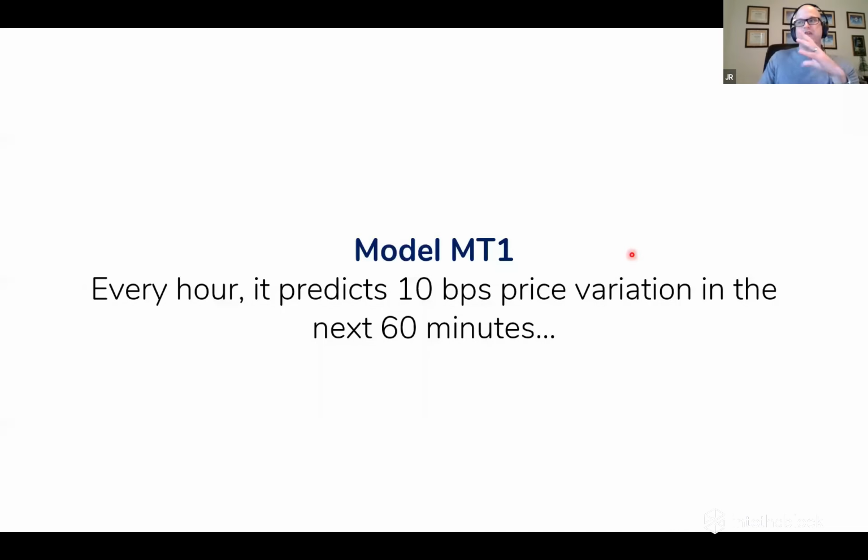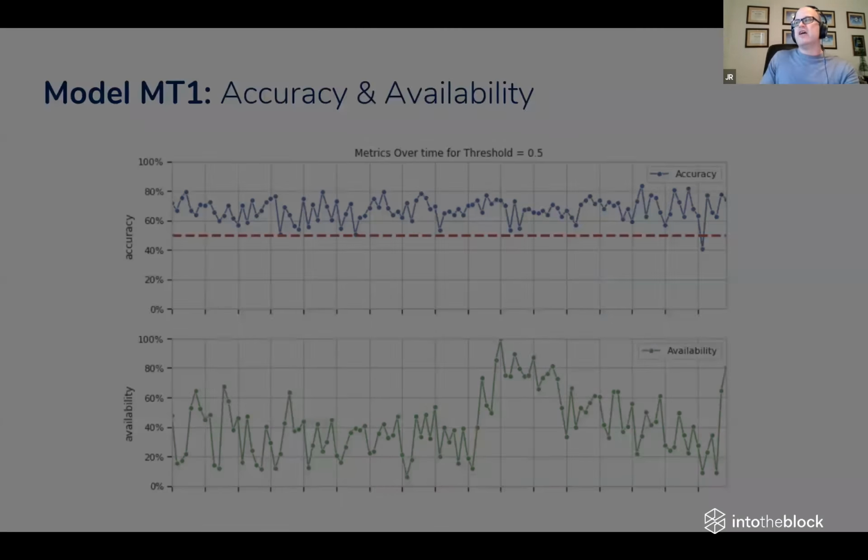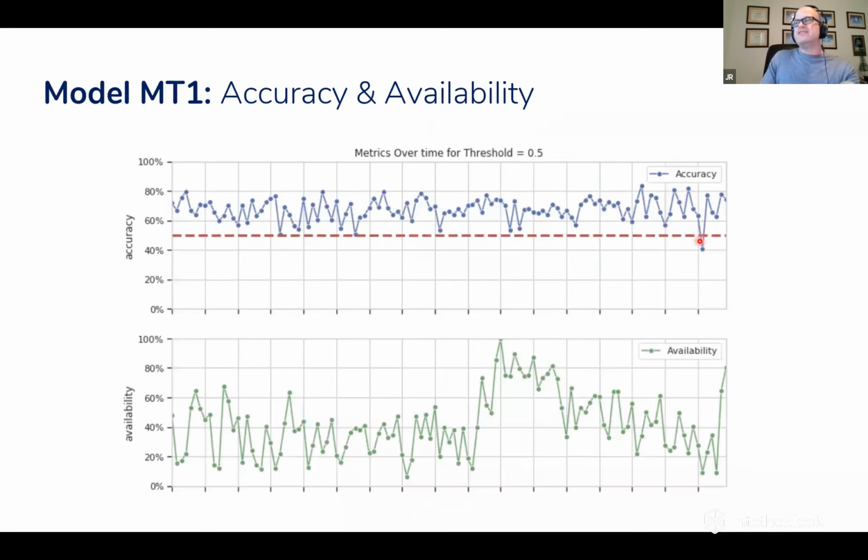So very quickly, the first model that we put in production is predicting 10 basis points every hour for the next 60 minutes. This model, as of last week, was showing close to 68% accuracy, and this matrix reflects, over a number of weeks, the number of times I made a bull prediction that was bull or made a mistake with neutral, and the same for the number of times I predicted bear that was correct or incorrect. So you can see the accuracy is very high, and you can also see that it only dipped below 50% one time.